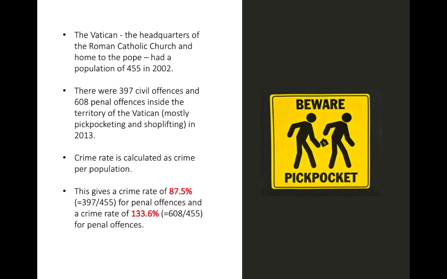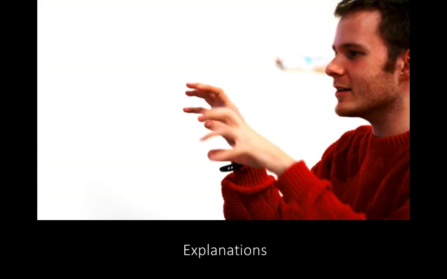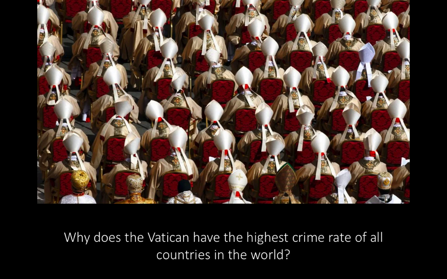And then we calculate crime rate as number of crimes per population, and there we end up with a crime rate of 87%, or for penal offenses, it's even above 100%, it's 133%, while in contrast the crime rate in Ireland is 5.3%. So in this case, this is not really a puzzle.